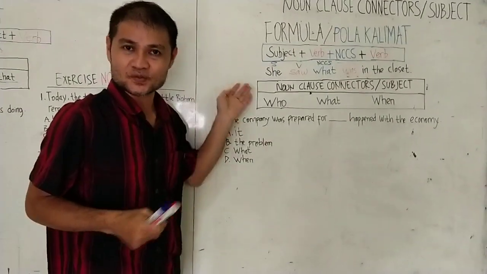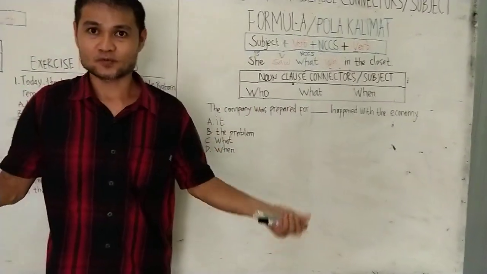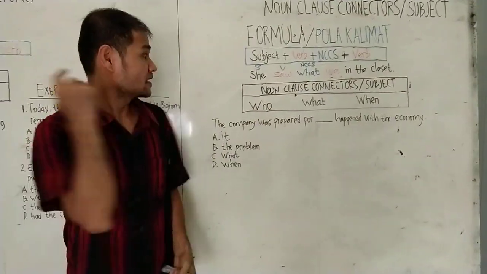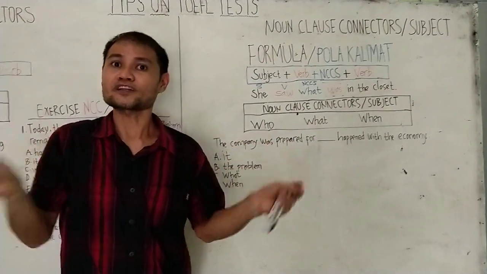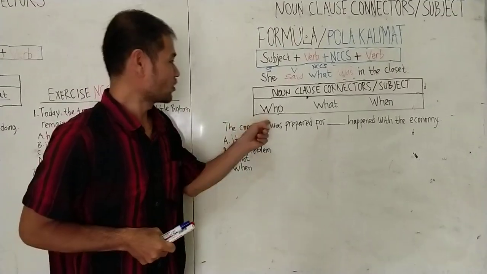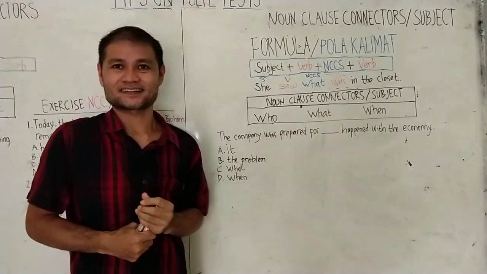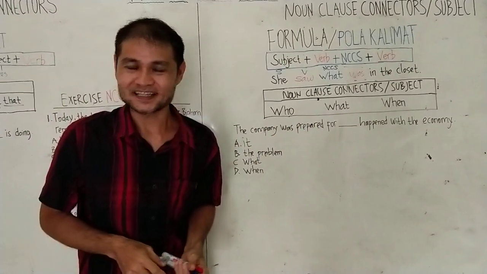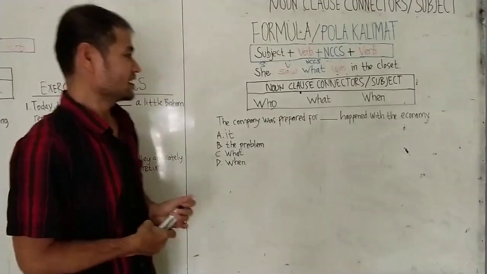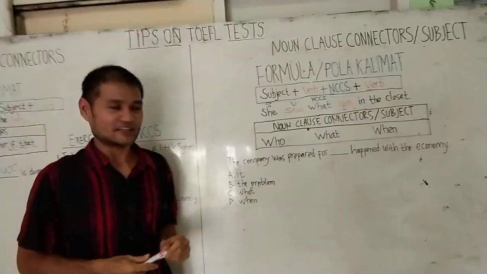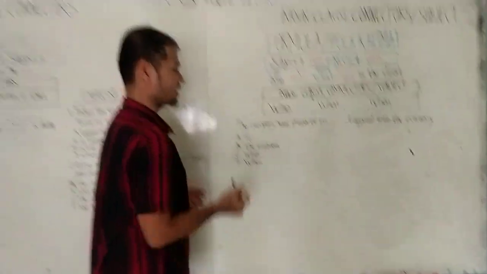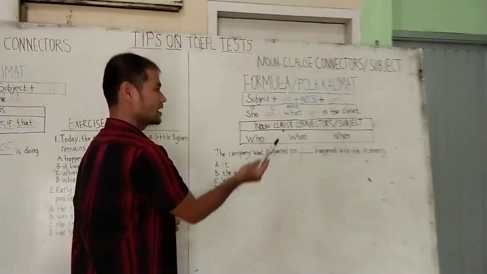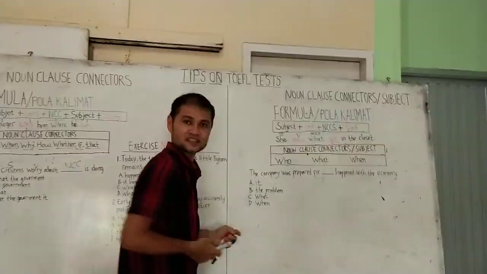Okay, you must pay attention also. What words, what connectors are in noun clause connector as subject? There are only three. They are who, what, and when. So, very easy. There are only three. Okay, let me give you example. The company was prepared for blah blah blah happen with the economy.